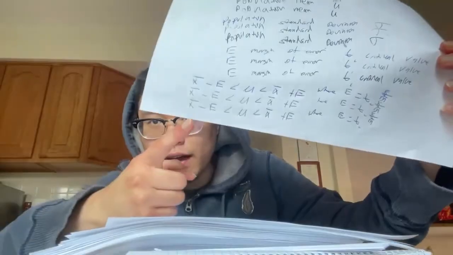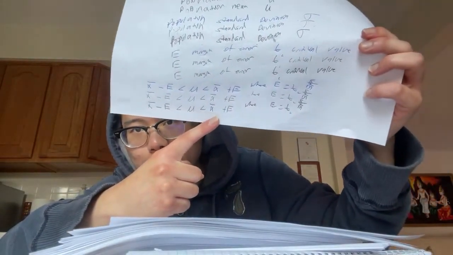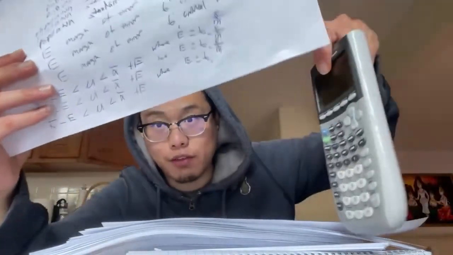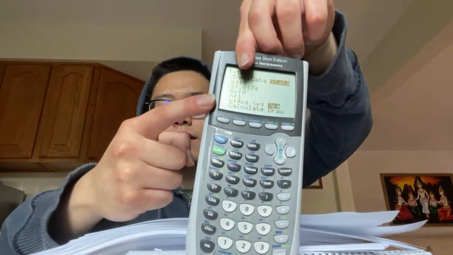You see down here where it's like x bar minus E is less than mu, less than x bar plus E. You see how this part right here has inequality signs, and then you see how here has the inequality signs. You want to match those situations up. Okay, let's watch the video again. I was not paying attention.